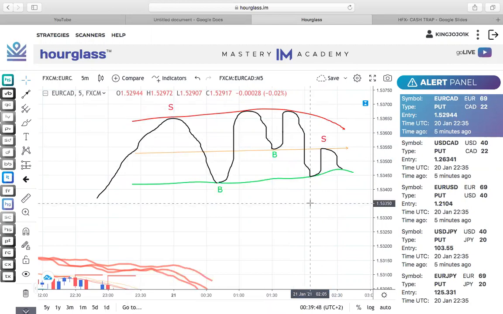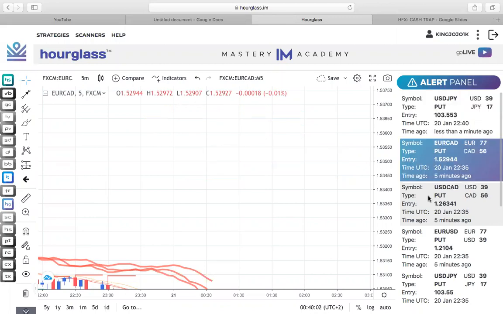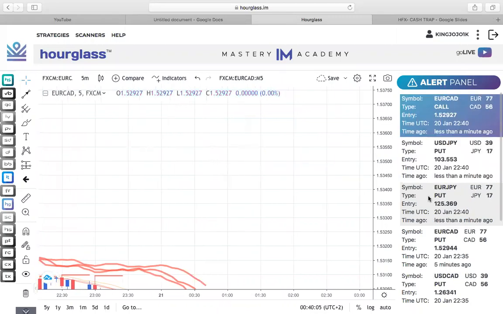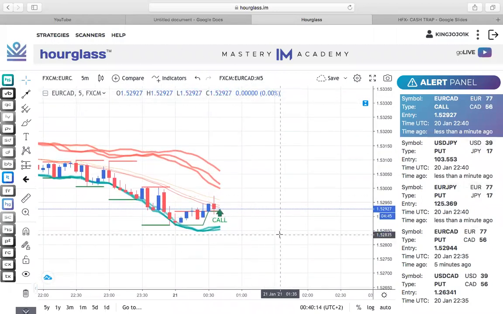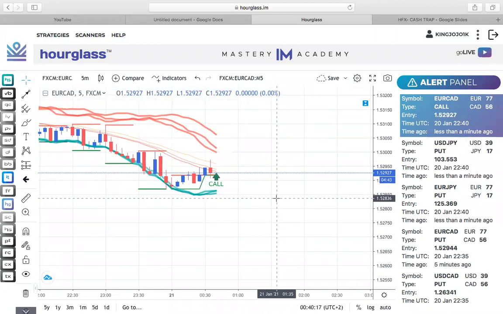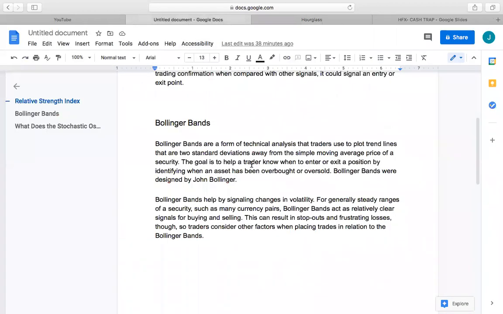All right, now, does everybody understand how price reacts inside of the Bollinger Bands? Let me know. Does everybody understand how price reacts in the Bollinger Bands? If you do, say yes. It's pretty simple. All right, now, that was the Bollinger Bands. Cool.